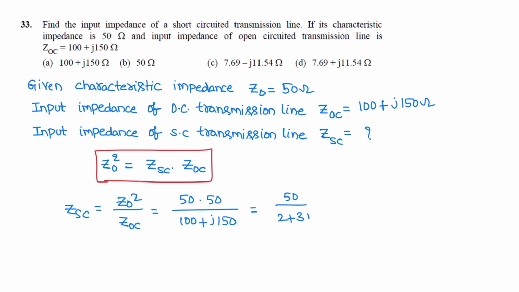Now its value is 50 into 2 minus 3J divided by 4 plus 9, 13. On calculation, 7.69 minus J 11.54 ohms. This is the input impedance of the short circuit transmission line. Correct option is C.